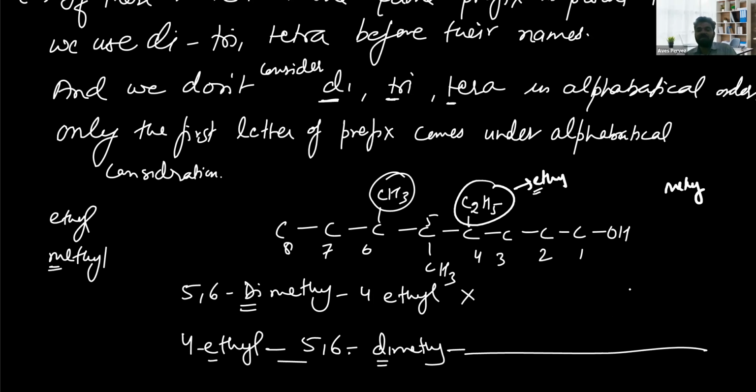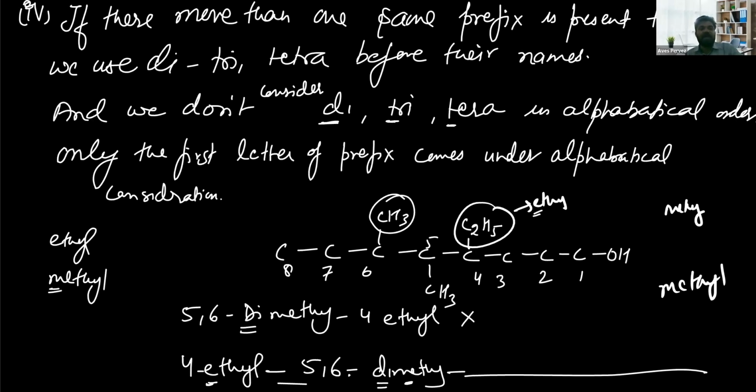What I'm saying here is, for example, this is methyl, and we have dimethyl at 5,6. So at 5 and at 6 we have a CH3 group. At 5 and 6 dimethyl and 4 ethyl. If we write it like this, it will be incorrect. Why? Don't give D the preference. We write 4-ethyl because E comes first and M comes later. D will not be considered as a preference for writing the IUPAC name. Understood?